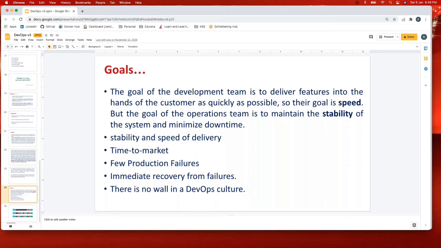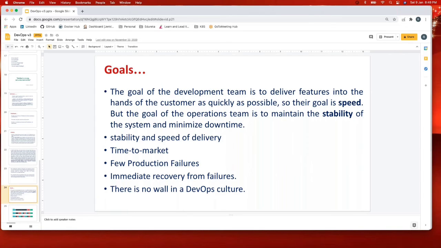Once developers throw the ball, they don't worry how the operations engineer is hosting the code, or what operating system fix he is applying on the weekend. They never think of all these things because it is not their cup of coffee. So this is how there is no wall in DevOps culture.